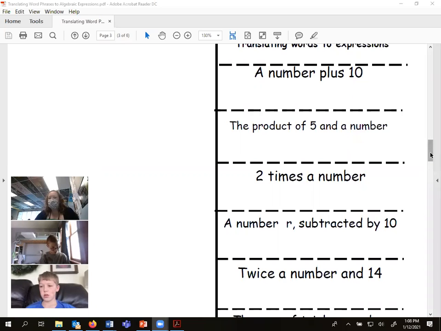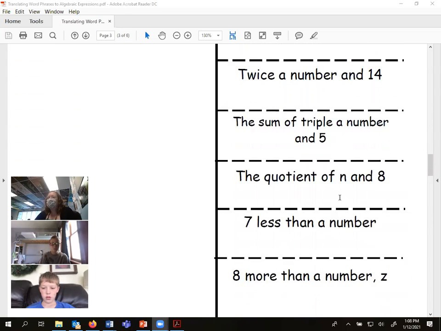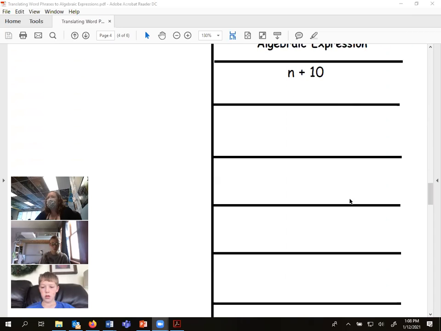Okay, we're gonna put these sentences, phrases, words into an algebraic expression. So you guys have this would be on the front, all the words, and then on the back, or underneath, we're gonna write the expression. So the first one was n plus 10, so the number plus 10.